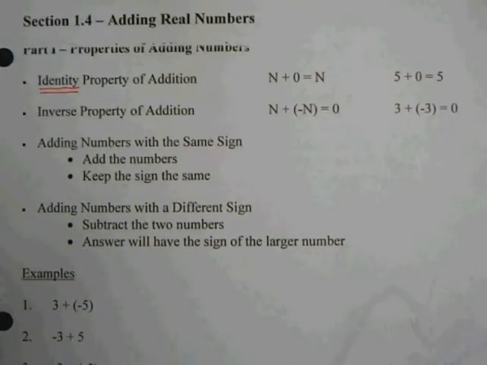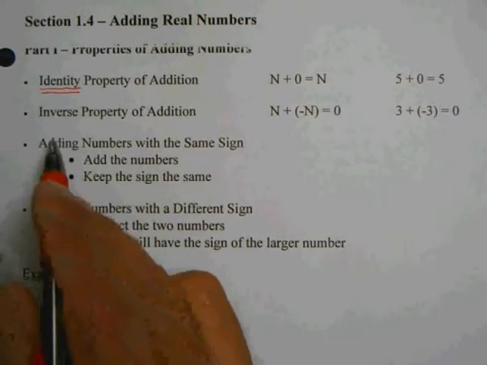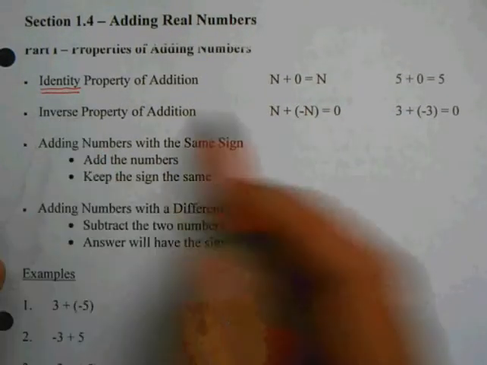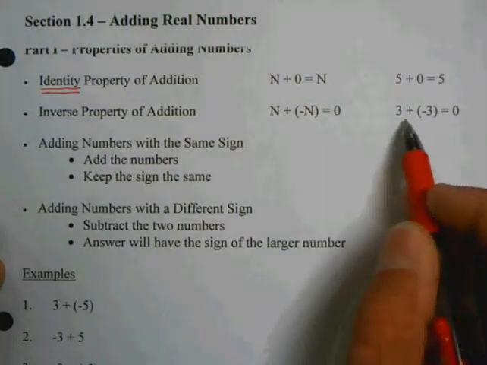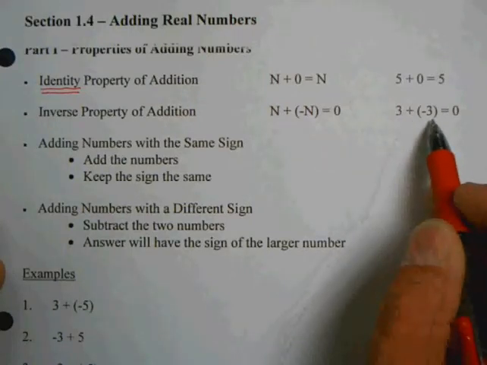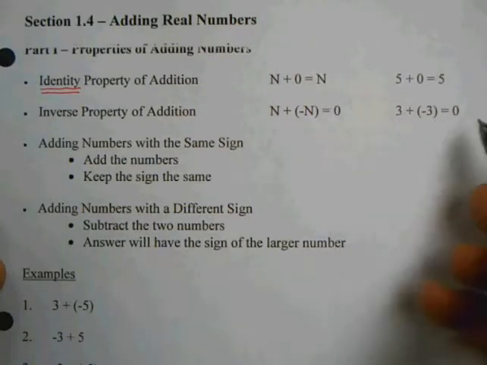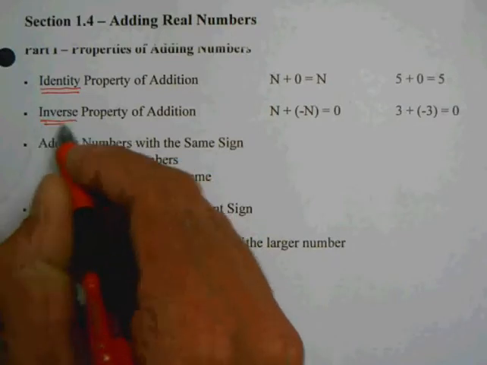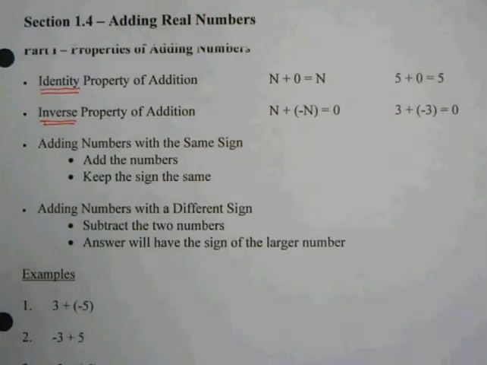If things knock each other out, they are called an inverse of each other. Here we have 3 and negative 3 knocking each other out. When you add them together, they cancel each other out and go to 0. That's called the inverse property. Very straightforward, 2 properties. We're going to use those, and I'm going to build on those. Over the course of the chapter, you're going to end up having about 15 to 16 properties. These are just the first 2 as we begin.